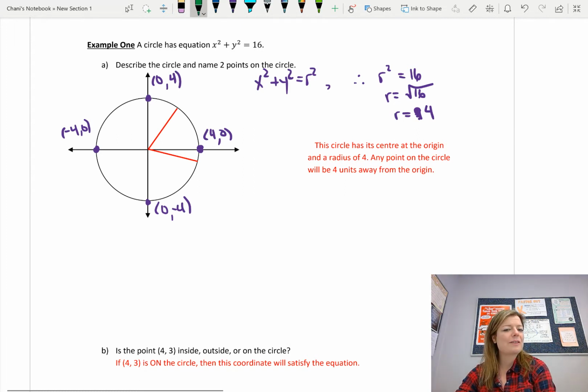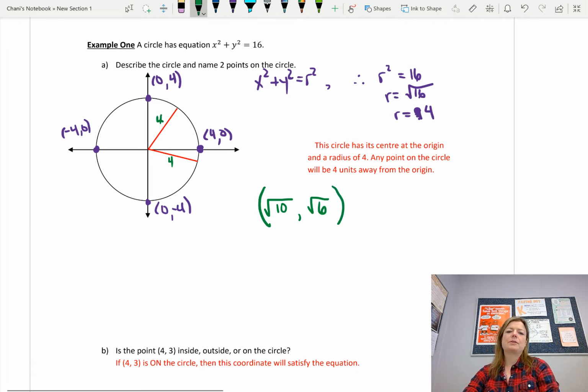But for those of you who are advanced, let's come up with something a little bit more fun. This distance would be 4 and this distance would be 4. Let's say that I had a coordinate where my x value was the square root of 10, and my y value was the square root of 6. How am I coming up with this coordinate?